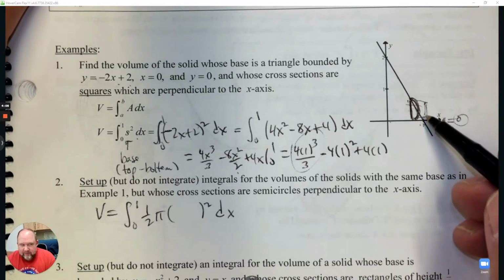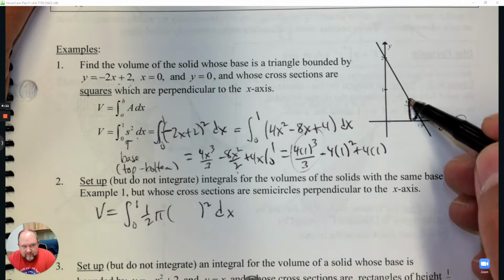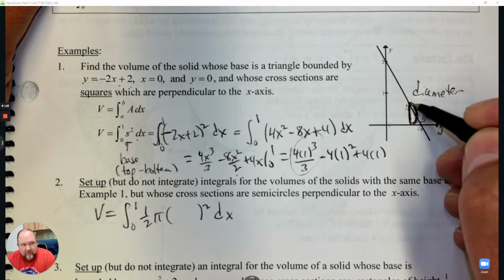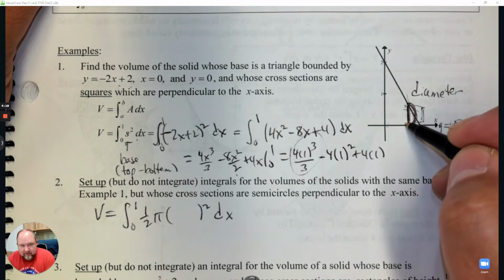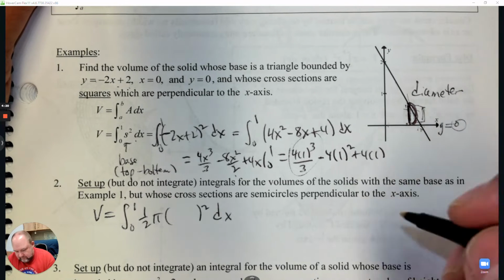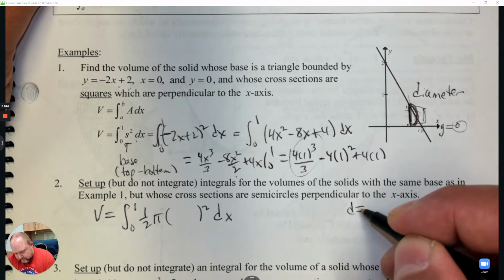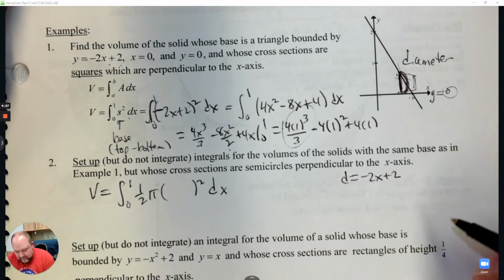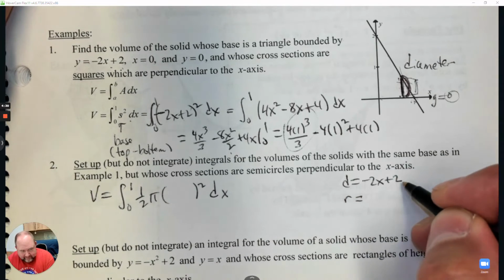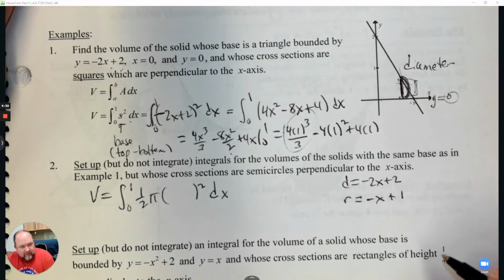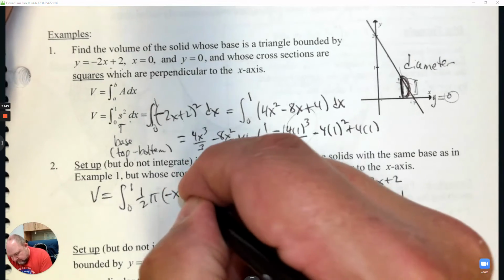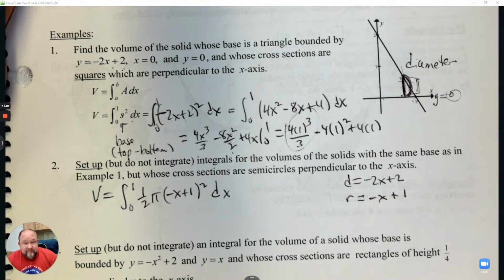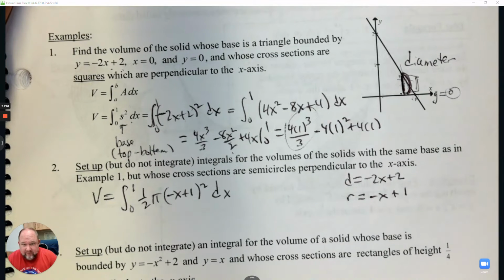And this is where it takes a little bit of thinking. So this base is actually the diameter, not the radius. So this is the diameter, top subtract bottom. So negative 2x plus 2 represents the diameter. The radius is half of that. So it's just negative x plus 1. That's what took some practice, and that's it. You're done. And then we could integrate it if I needed to.